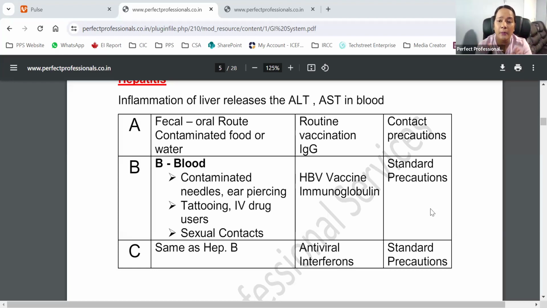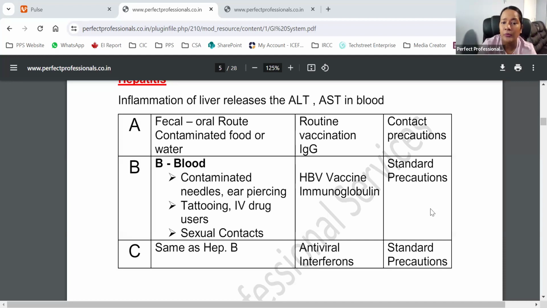Wherever we have a chance of blood contact, from there we can get hepatitis B, the patient or us. Okay. Now what will be the treatment? HBV vaccine, immunoglobulin will be given. Otherwise there is no other treatment.